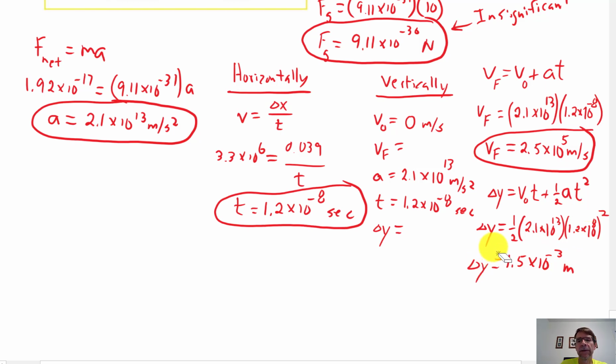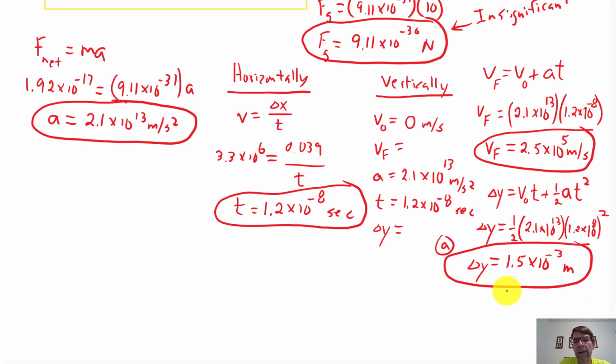So that is the vertical deflection. That's how high up it goes from that line. That's actually the answer to part A, the vertical deflection. By the way, that's 1.5 millimeters. On a regular meter stick, each line is a millimeter. This is like the diameter of the metal part of a paperclip.